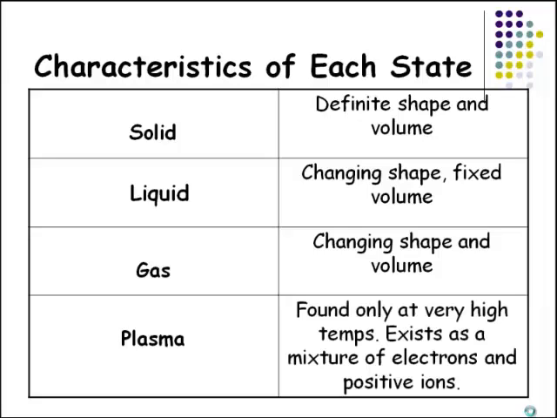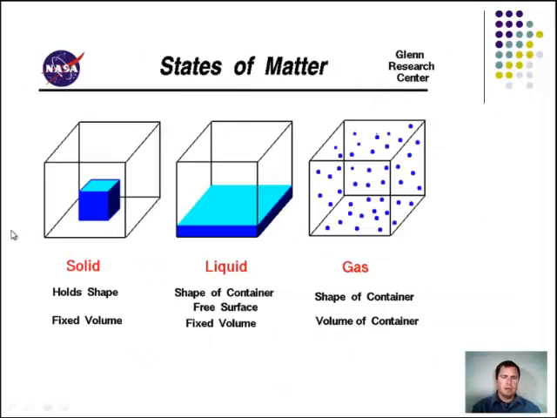Plasma, on the other hand, is found only at very, very high temperatures. It's interesting because it exists as a mixture of electrons and positive ions, so it's very different from the other forms. Solid has a definite shape and definite volume. Liquid, on the other hand, flattens out and has a changing shape, but no matter how we change this cube, it's going to be the same volume. Gas expands to fill whatever container it's in.